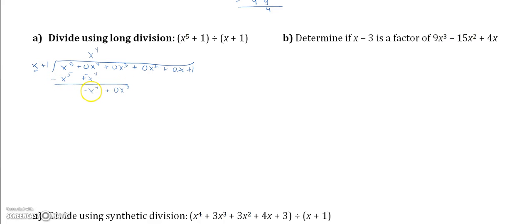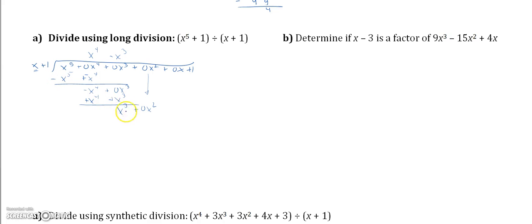X times what number is negative x to the 4th, and that's negative x cubed. So when I multiply negative x cubed by x, I get negative x to the 4th. And I multiply negative x cubed by 1, which gives you negative x cubed. Now I'm going to subtract, so that means I'm going to change all of my signs. First term drops down. Here I have x cubed. And I bring down my next term, which is 0x squared.